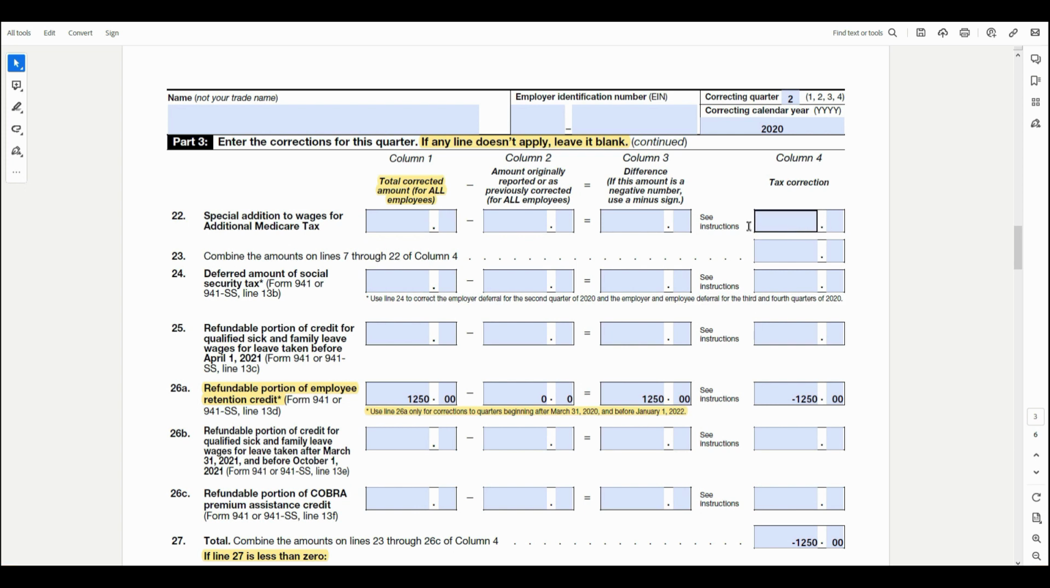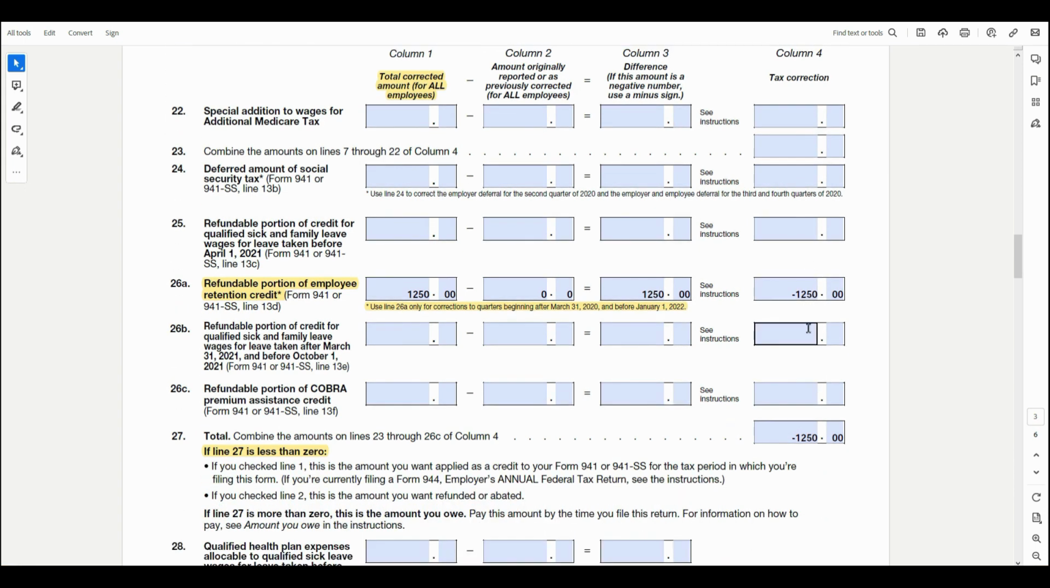So if we were correcting that and we had a positive amount in this column here, of course that would be offset by any credit in any of the boxes on this form.